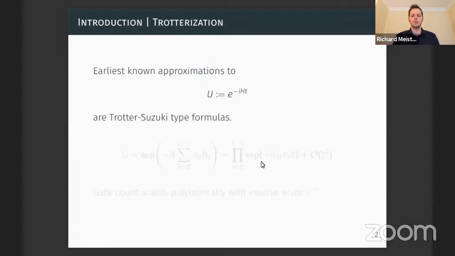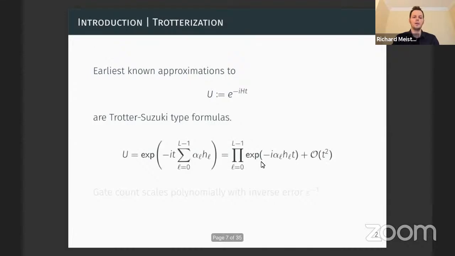But first, very briefly, a historical note. The earliest known way to approximate this time evolution is by Trotter-Suzuki type or product formulas. They all work pretty much like this. We have this exponential of our sum, which is the Hamiltonian, and we approximate it by just the product of the individual exponentials. And this is exact up to order t, and then plus some terms t squared times the commutators of these H_l terms in here.